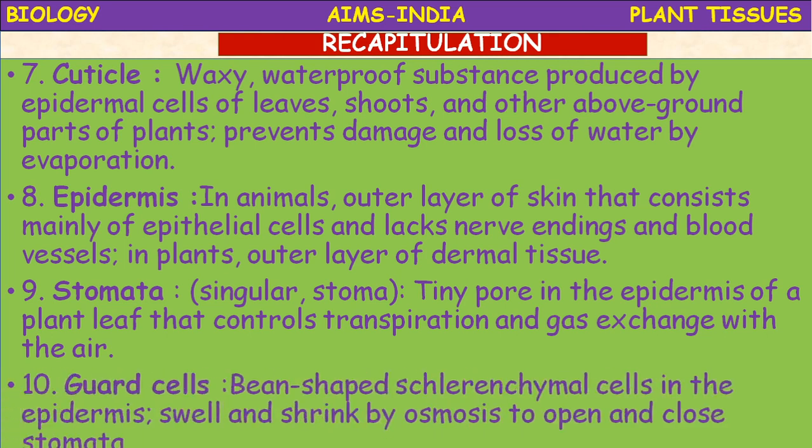Guard cells. Guard cells are the bean-shaped sclerenchymal cells in the epidermis of the leaves. They swell and shrink by osmosis to open and close. What is the mechanism by which the guard cells open and close? By means of osmosis.